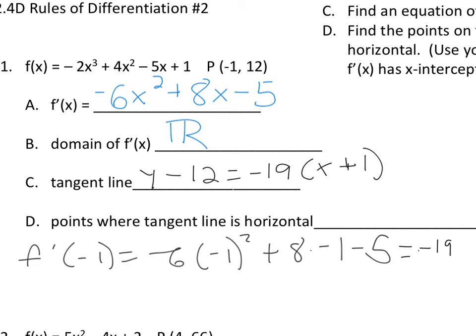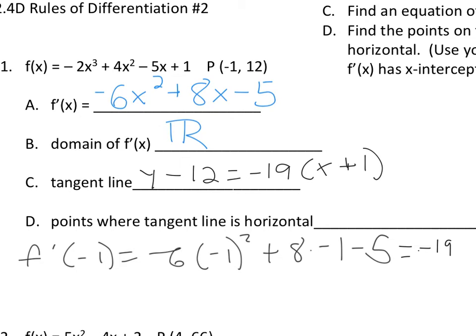Letter D, find the points where the tangent line is horizontal. So when the tangent line is horizontal, that means that the derivative is 0. Because remember, the derivative equation gives us the slope of any point, the slope of any tangent line on the point on f of x. So if my derivative is 0, that means my tangent line is horizontal.